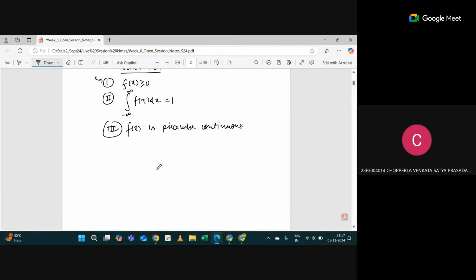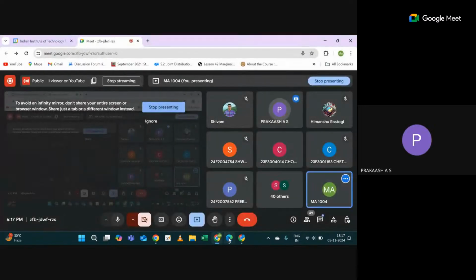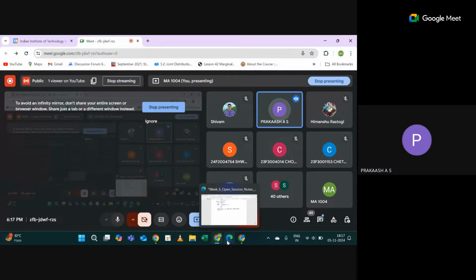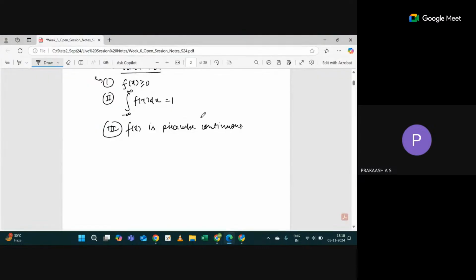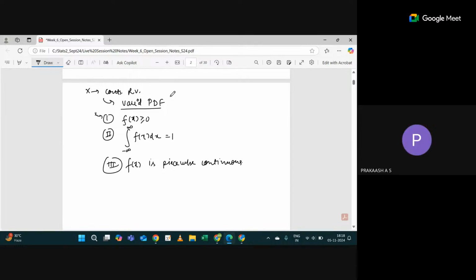Sir, can you just recap? Another way also, if it is mutually exclusive events, the probability of A union B equals the probability of A plus the probability of B. Is it for PMF or general? This is for the third PDF condition I am telling. Third condition.